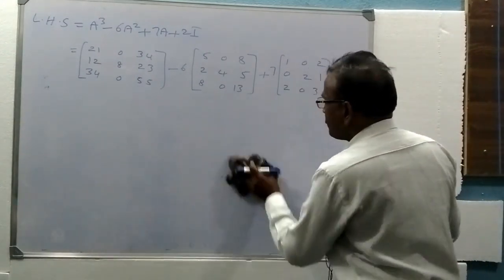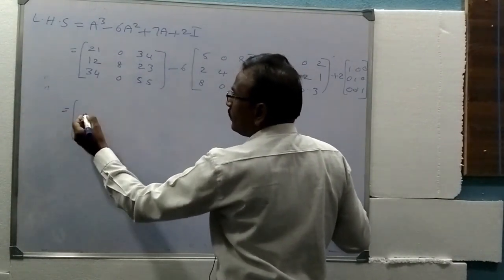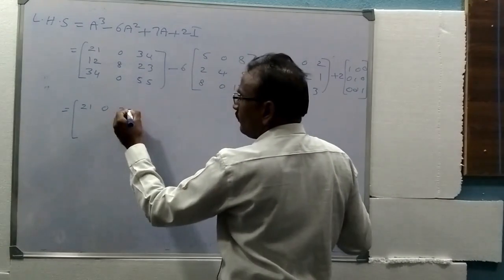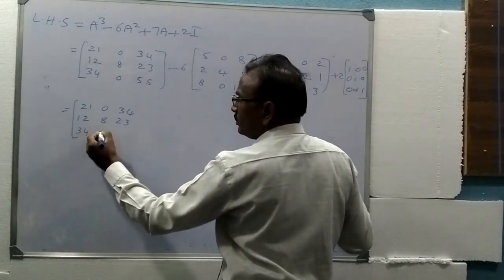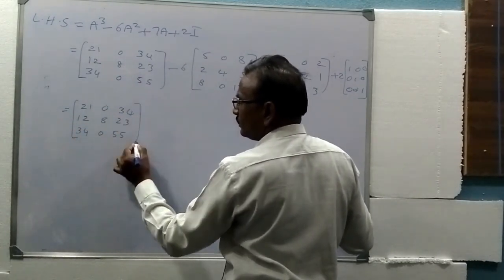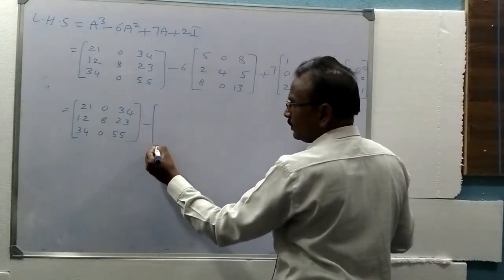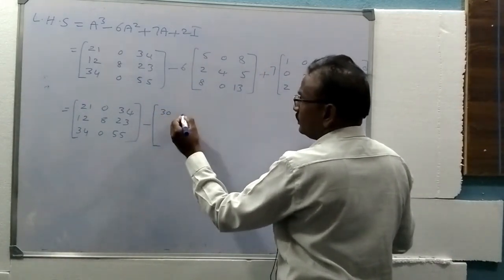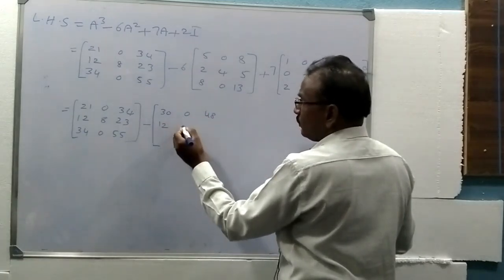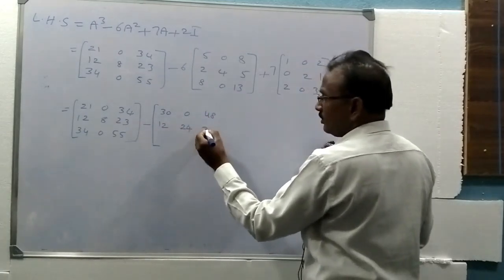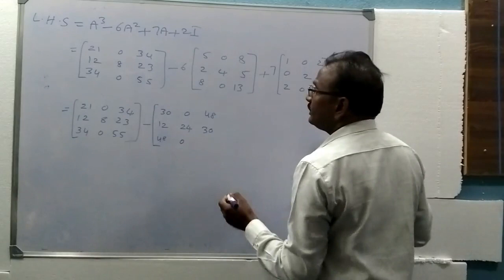Now simplify. That is the matrix 21 0 34, 12 8 23, 34 0 55, minus multiply every element of this matrix by 6. 6 5s are 30, 0 6 8s are 48, 6 2s are 12, 6 4s are 24, 6 5s are 30, 6 8s are 48, 6 0 0, 13 6s are 78.